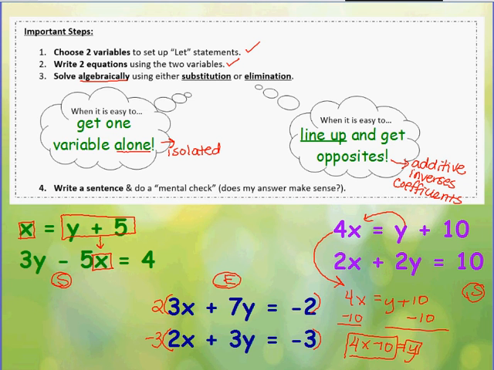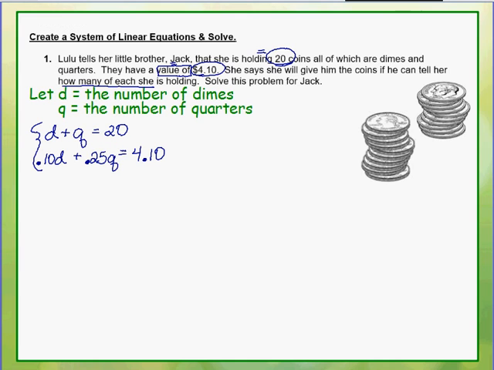So now let's go back to Lulu and Jack. Okay, so for Lulu and Jack, this isn't a very easy decision to make. Right now I have my D variable lined up, my Q variable lined up, equal signs, and the numbers. However, I do not have opposite coefficients yet. In order to get opposite coefficients, I would have to multiply this top equation by either negative 0.10 or negative 0.25, requiring me to multiply with decimals. Not so bad. Or I'm actually going to use the substitution method in this problem.